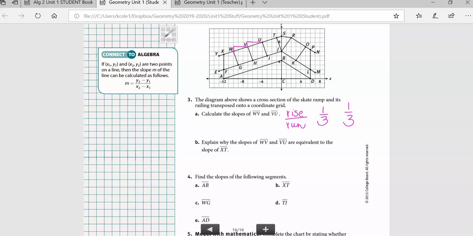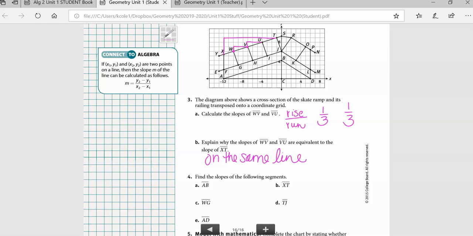So it says explain why the slopes of both of those segments are equivalent to xt. So if we did x to t, well, that's actually kind of not in a great spot, so we can't really count that one out. But how do we know that they are going to be the same without even looking at the slope? Well, they're on the same line. Okay, so each of those segments is on the same line. That entire line is going to have a slope of 1/3.